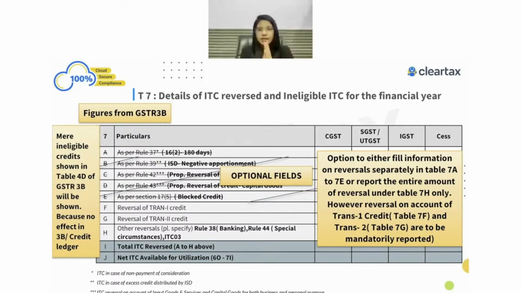So what we discussed till now is table 6. It talks about whatever ITC you have claimed in FY 21-22. It could be related to some previous year, that's also okay. In table number 6, I'm saying whatever ITC I have claimed in 3B. In table number 7, I'm talking about whatever ITC I have reversed in 3B. That is the information I'm going to show in table number 7.